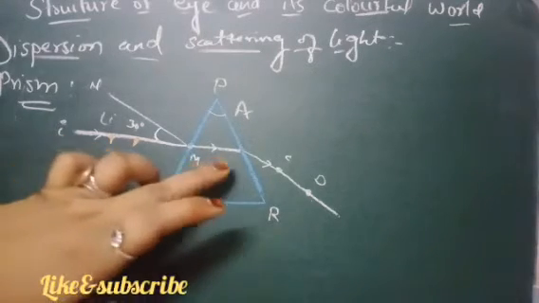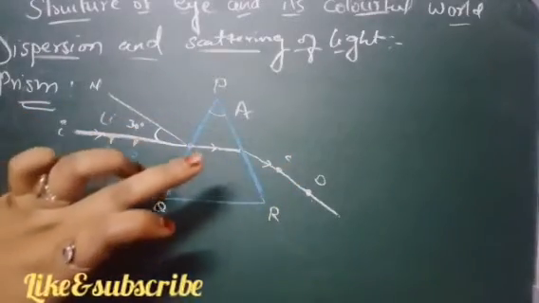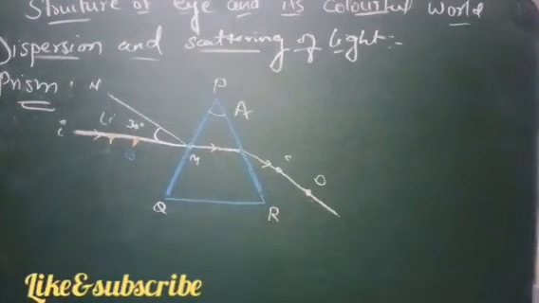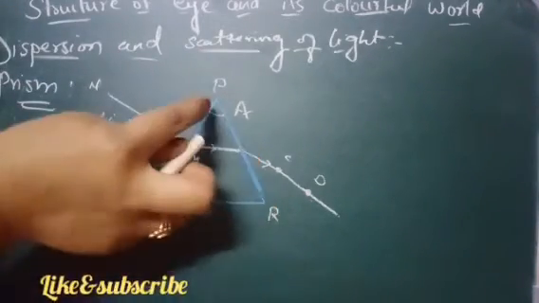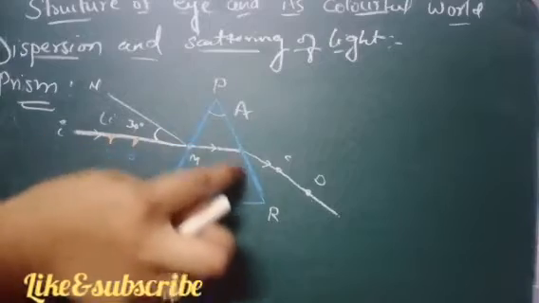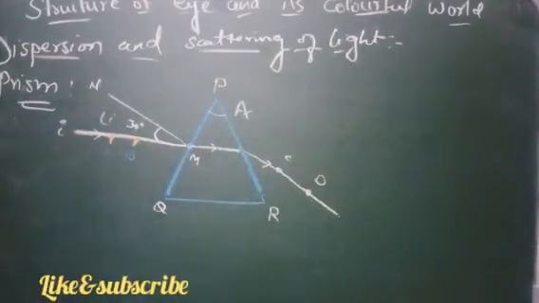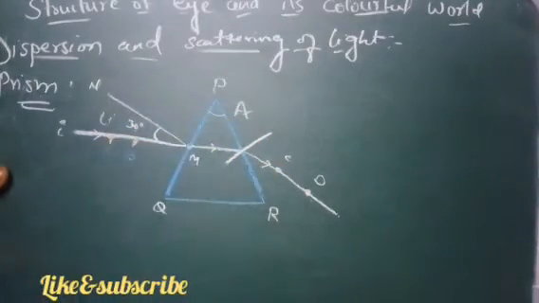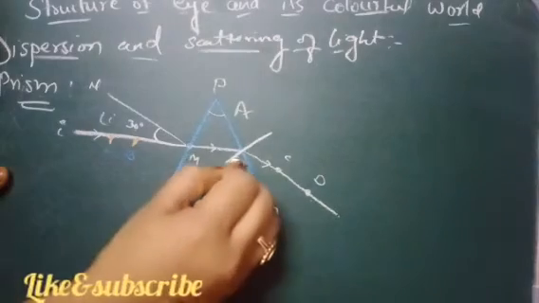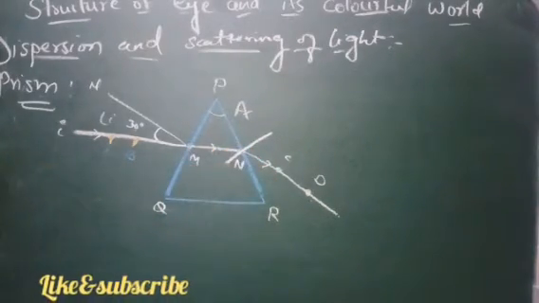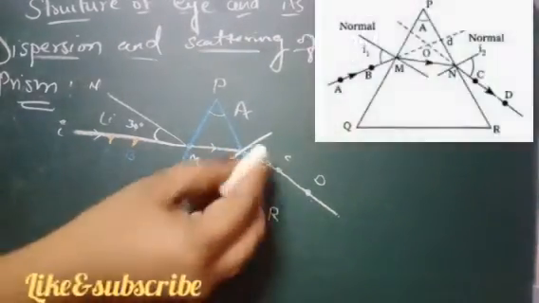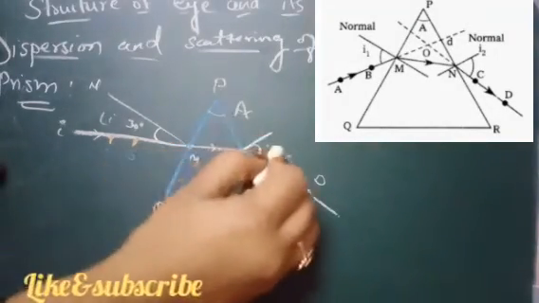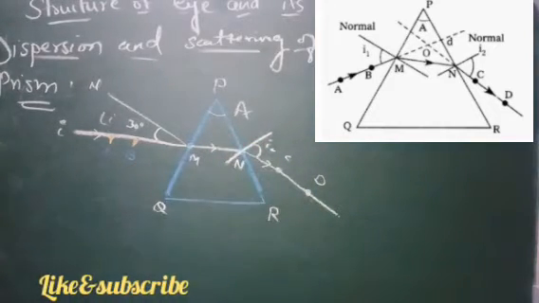Now what we will do, we have joined the line C and D and extended it to meet PR at N. So we will again draw one perpendicular line on this surface, that is this one. This is N, the point where it is meeting. Here this is the angle of one more incidence, or you can say refraction also.